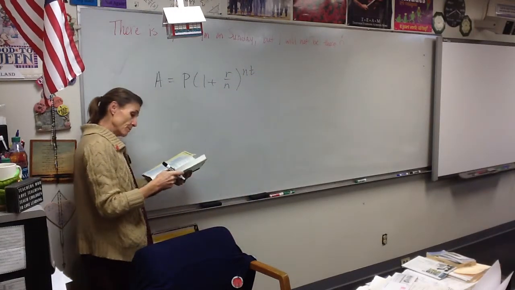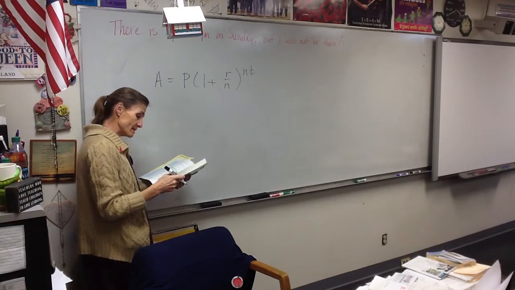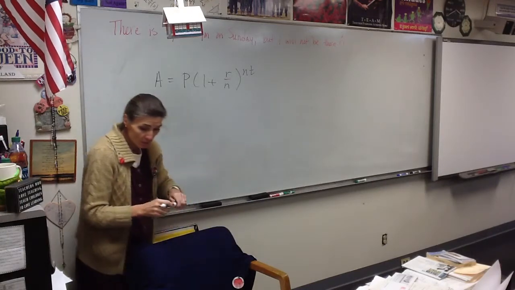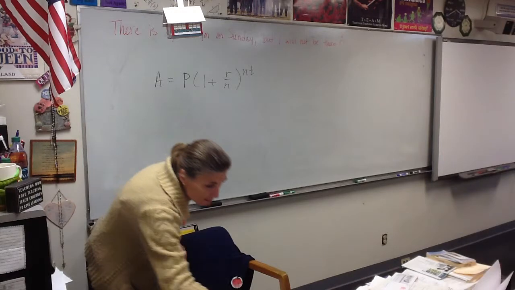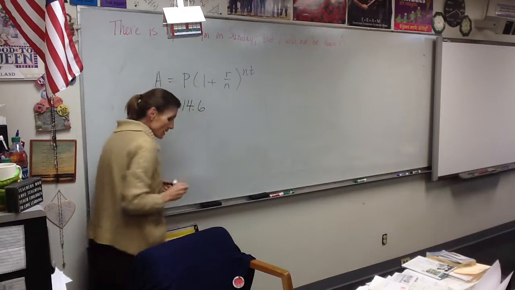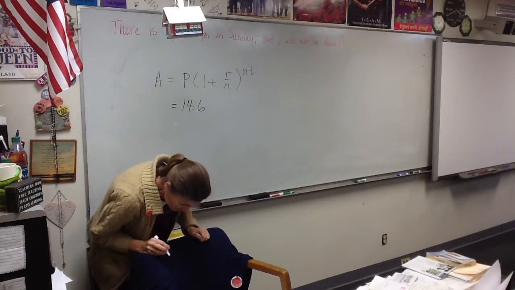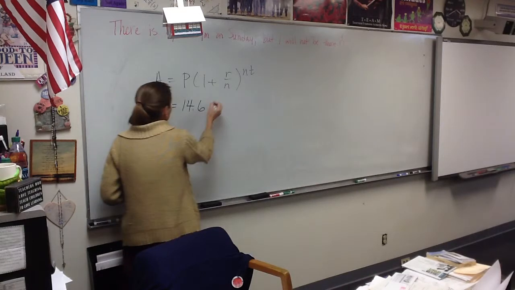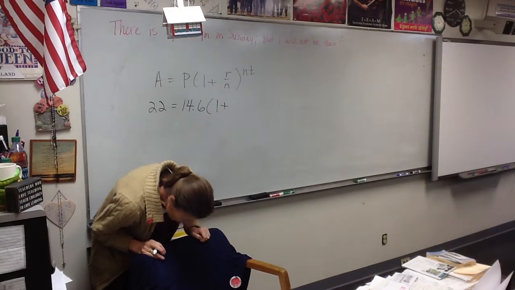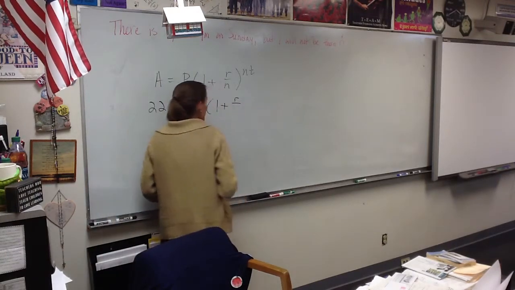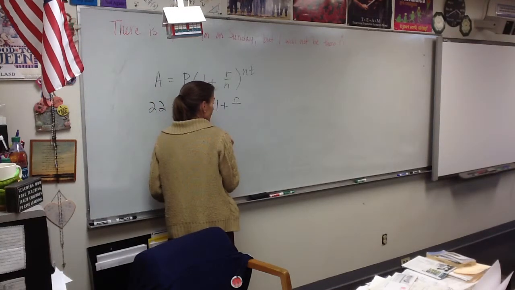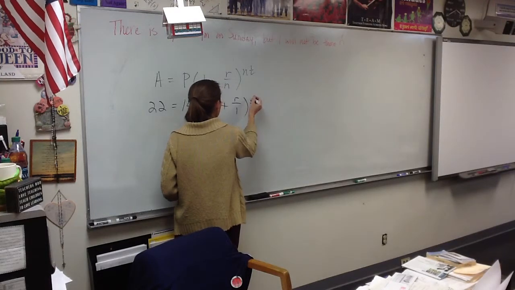So here we go. What are we going to do with the 14.6? I'm just putting it in right now, I'm not doing any work. Where do I put 14.6? That's P. And where do I put the 22? Do I have an interest rate? Nope, that's what I'm looking for. Do I know how often I'm compounding? How many times a year? Once. And how many years?